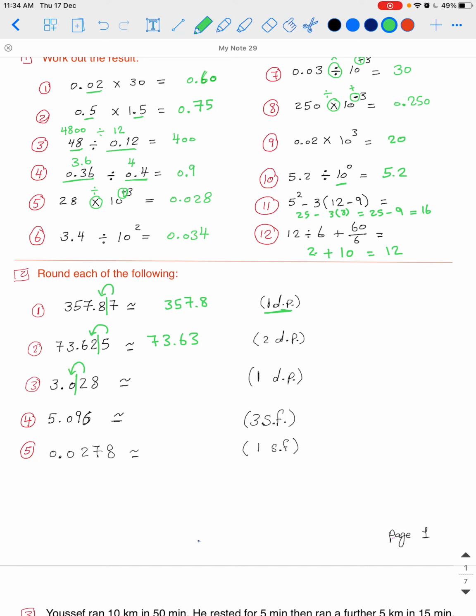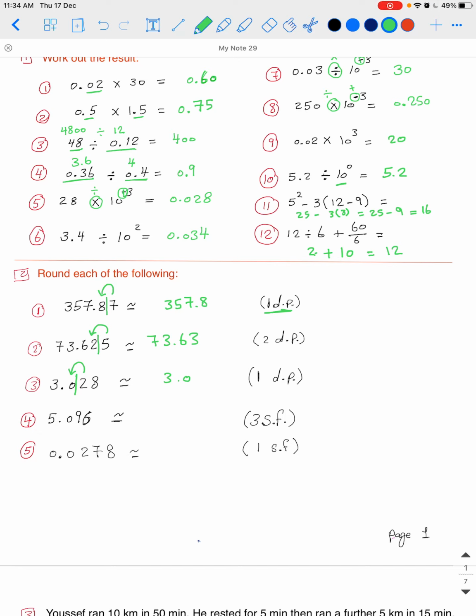2 will give 0 anything? No, so it will be 0. Here can I remove this 0? No, you can't. You have to keep it. It must be 3.0. Because you said 1 decimal place, so you have to write up to the first decimal place, even if it's 0. Next one, 3 significant figures.